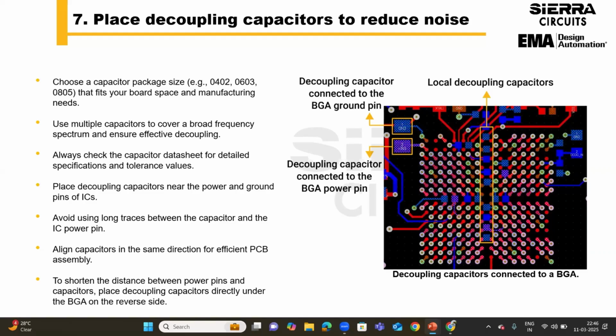Always check the capacitor data sheet for detailed specifications and the tolerance values. When the power planes are spaced apart, the loop inductance can significantly affect circuit performance. To mitigate this, we place the capacitors close to the IC's power and ground pins. You can avoid using long traces between the capacitor and IC power pin and align the capacitors in the same direction for efficient PCB assembly. To shorten the distance between power pins and capacitors, place the decoupling capacitors directly under the BGA on the reverse side. Do not place these capacitors over large vias or on BGA solder joints.